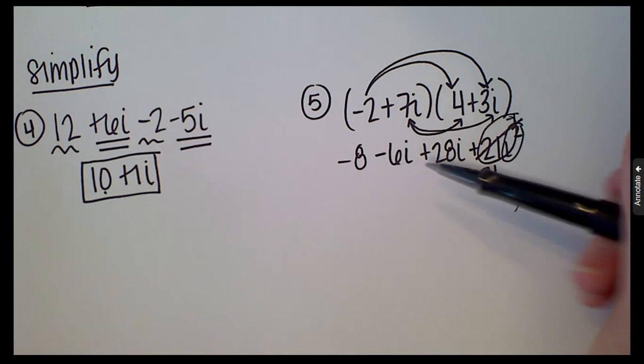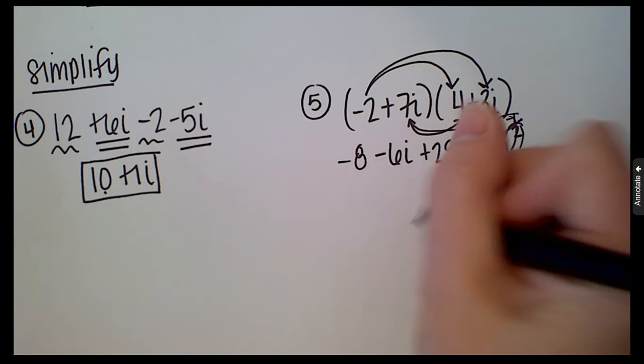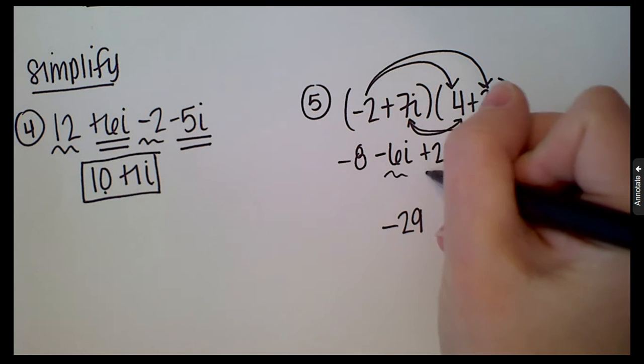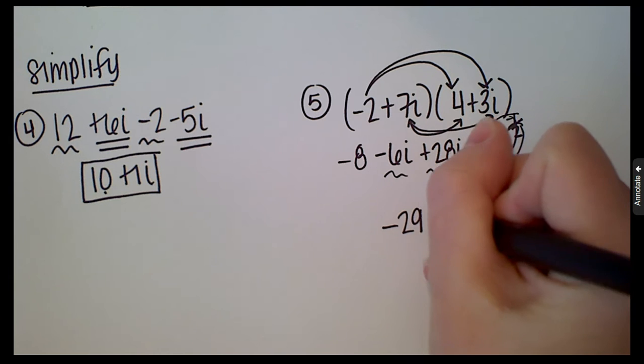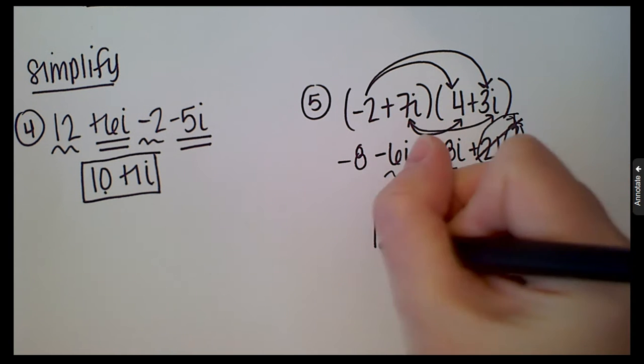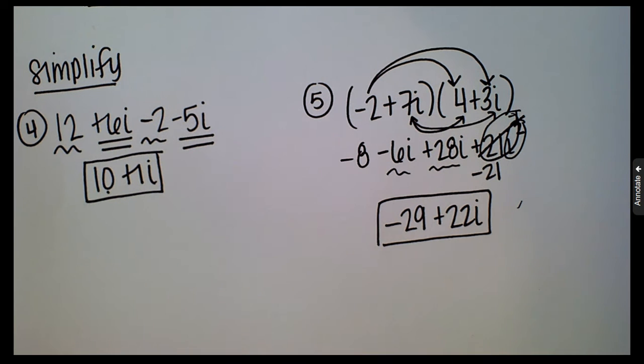Now we can combine like terms. We have negative 8 and negative 21. That's going to give me negative 29. We have negative 6i and 28i, and that will give me 22i. And once again, that's how a complex number is set up. So that would be your final answer. You have your real and your imaginary parts, and they have to stay separate.